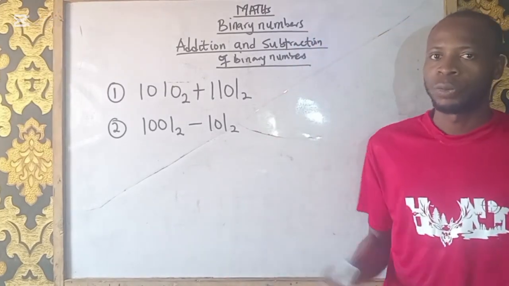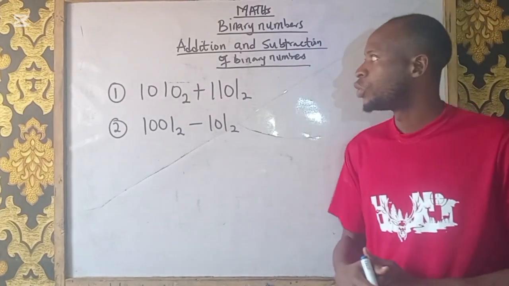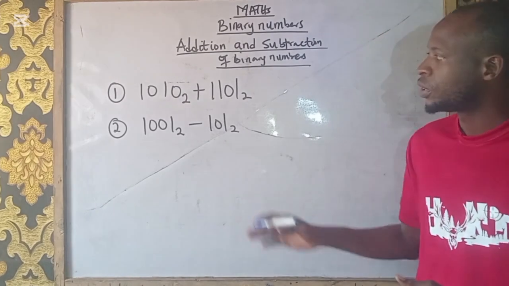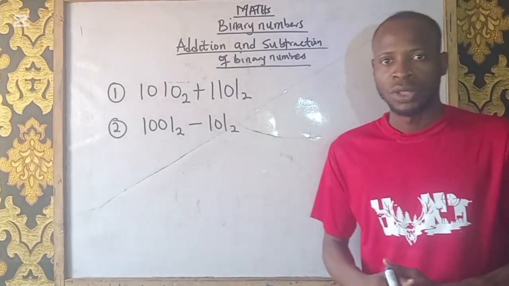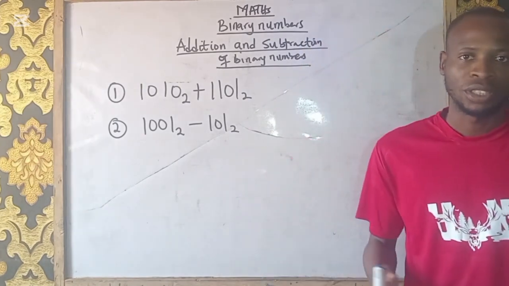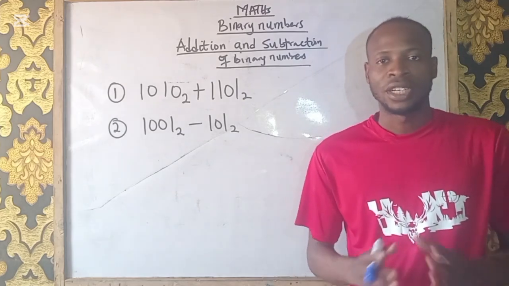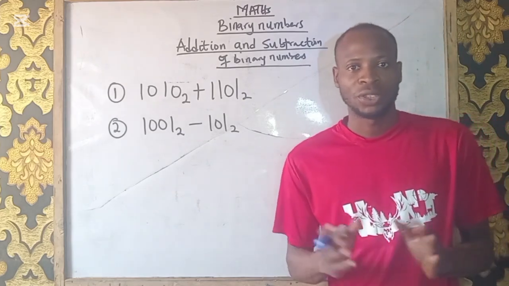So we have a new topic in mathematics, and that is binary numbers. We are going to look into the addition and subtraction of binary numbers with these two problems on the board. But before I move on to this, I would like to explain what a binary number is. Binary numbers are numbers written down in zeros and ones. That is, the highest digit you can have in a binary number is one.